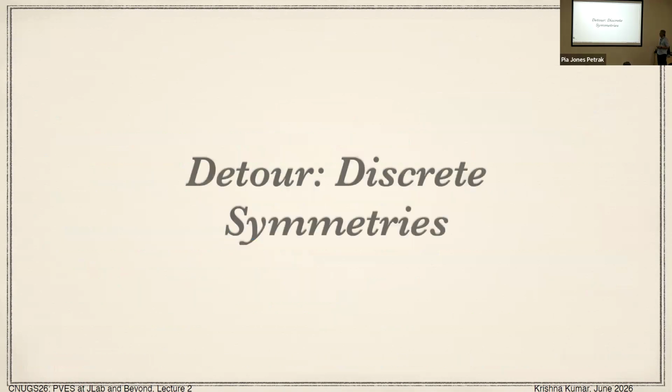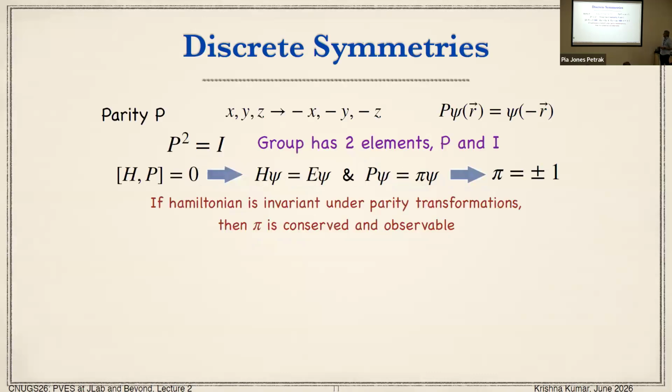And so to do that, I'm now going to take a detour to discrete symmetries. So now let's get back to some basic physics. Let's come back to parity. Parity is a discrete symmetry. It is a group of 2 elements. And if the Hamiltonian is invariant under parity transformations, then this quantum number is conserved and it's observable. So until parity violation was discovered, parity symmetry was considered to be a good quantum number.